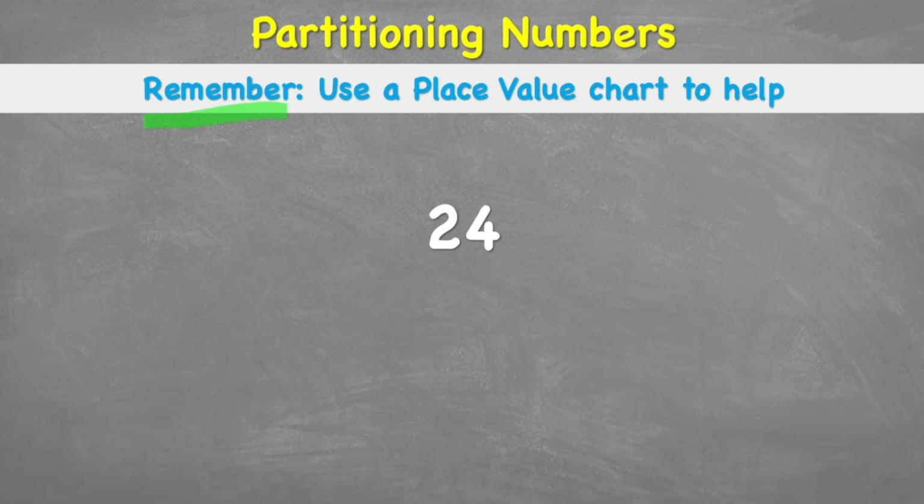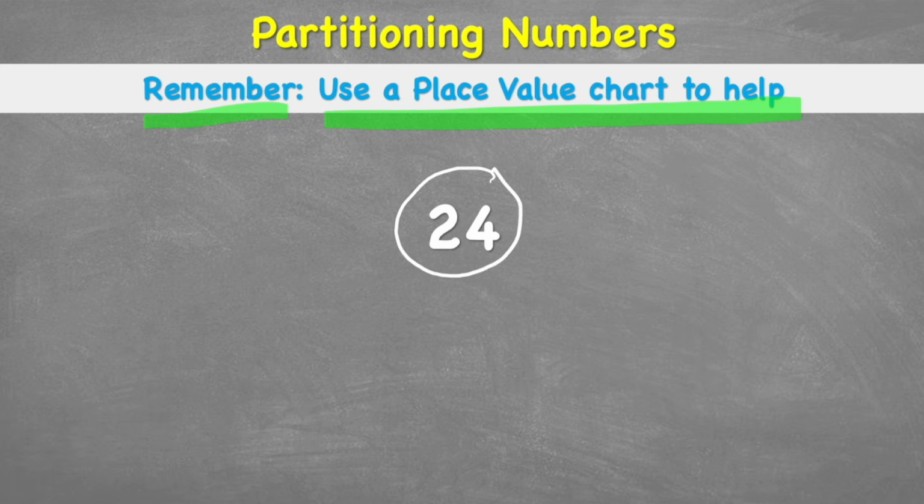Okay, what are we going to remember today? We're going to remember to use our place value chart to help us. So let's have a go at this first example with the number 24. Well, first of all, what does partitioning mean? Partitioning is a fancy word for breaking up our number into more manageable, easy parts.